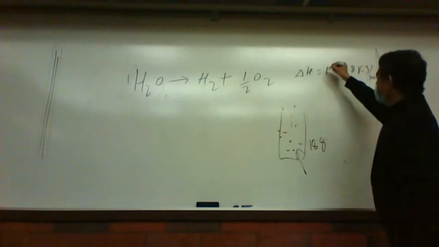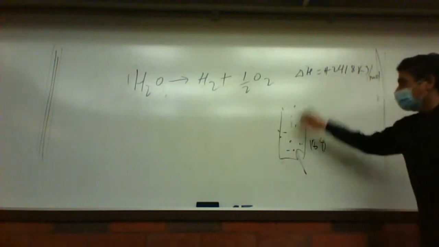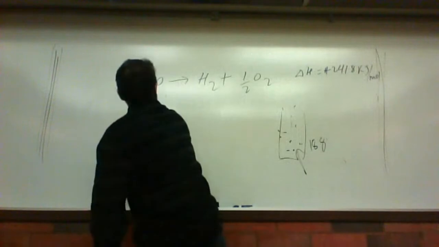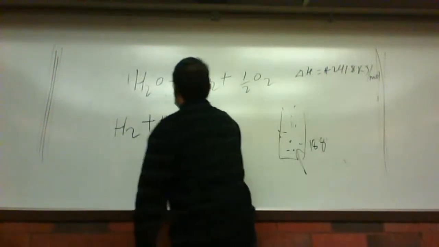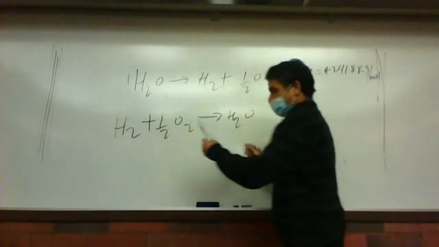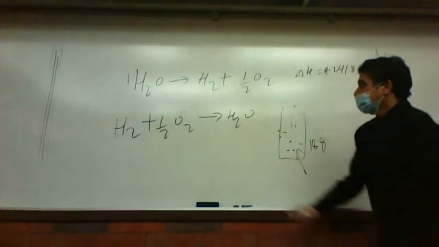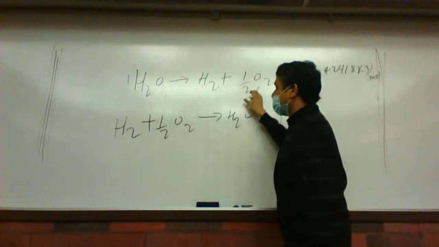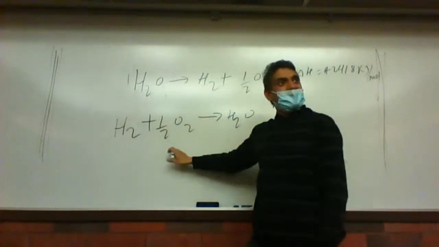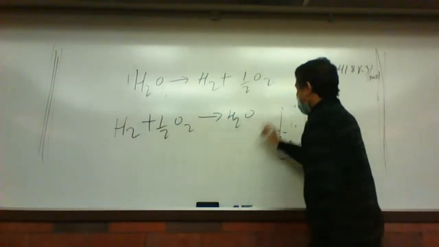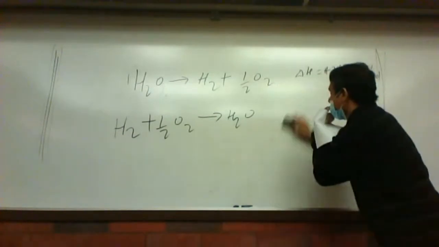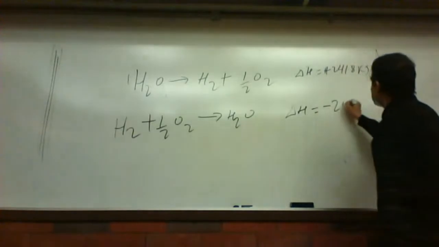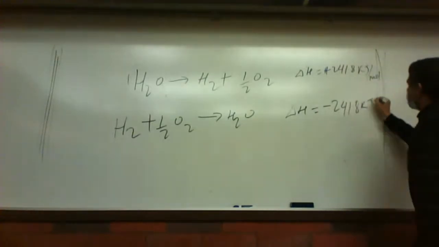So this is a plus sign. We are supplying the heat into the system to break this one. So let's do the other way. H2 plus half O2 gives H2O. So you can do it another way like this, right? Here we are breaking the water into hydrogen and oxygen. Here we are combining hydrogen with the oxygen, right? Make sense? And then how much heat do we need here? The delta H is minus 241.8 kilojoule.